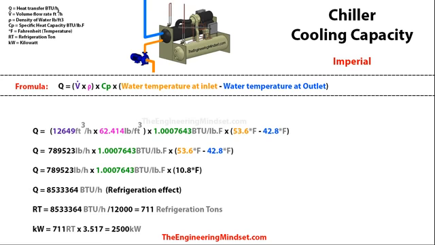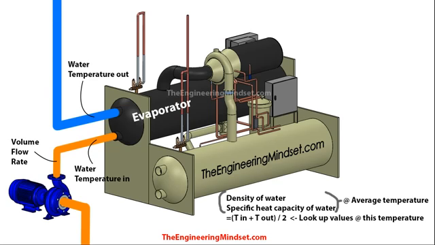So that is how you calculate your cooling capacity of the chiller, and you can apply this at any time during its operation, whether it's at part load or full load. It will be calculated like this.